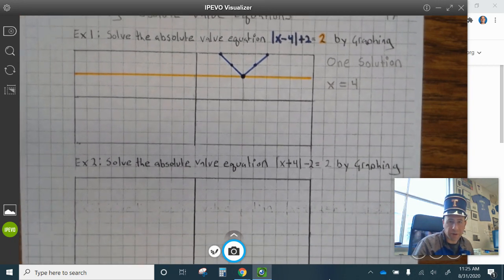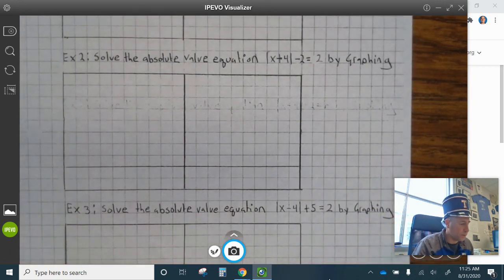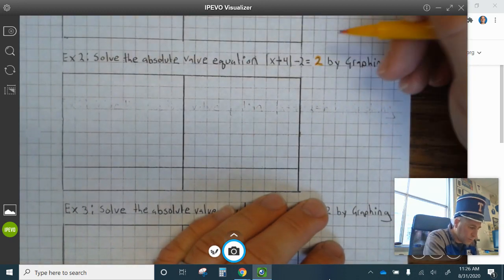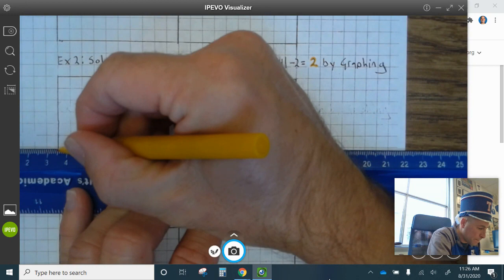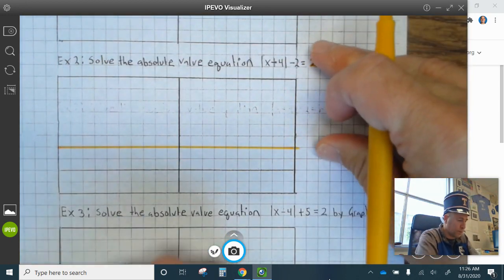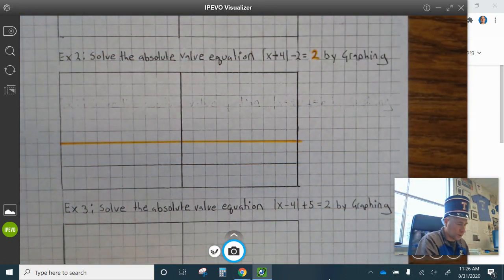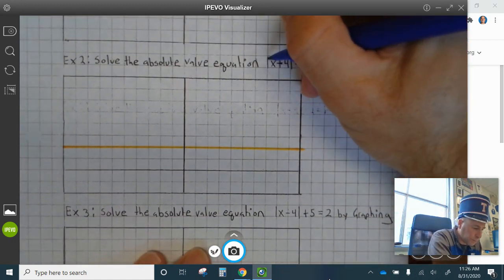All right, now let's take a look at example 2. Solve the absolute value equation: the absolute value of x plus 4, minus 2, equals 2 by graphing. So again, I'm going to graph the right side, which is a horizontal line at 2. Okay. And now I'm going to graph the left side. I'm going to graph that in blue.